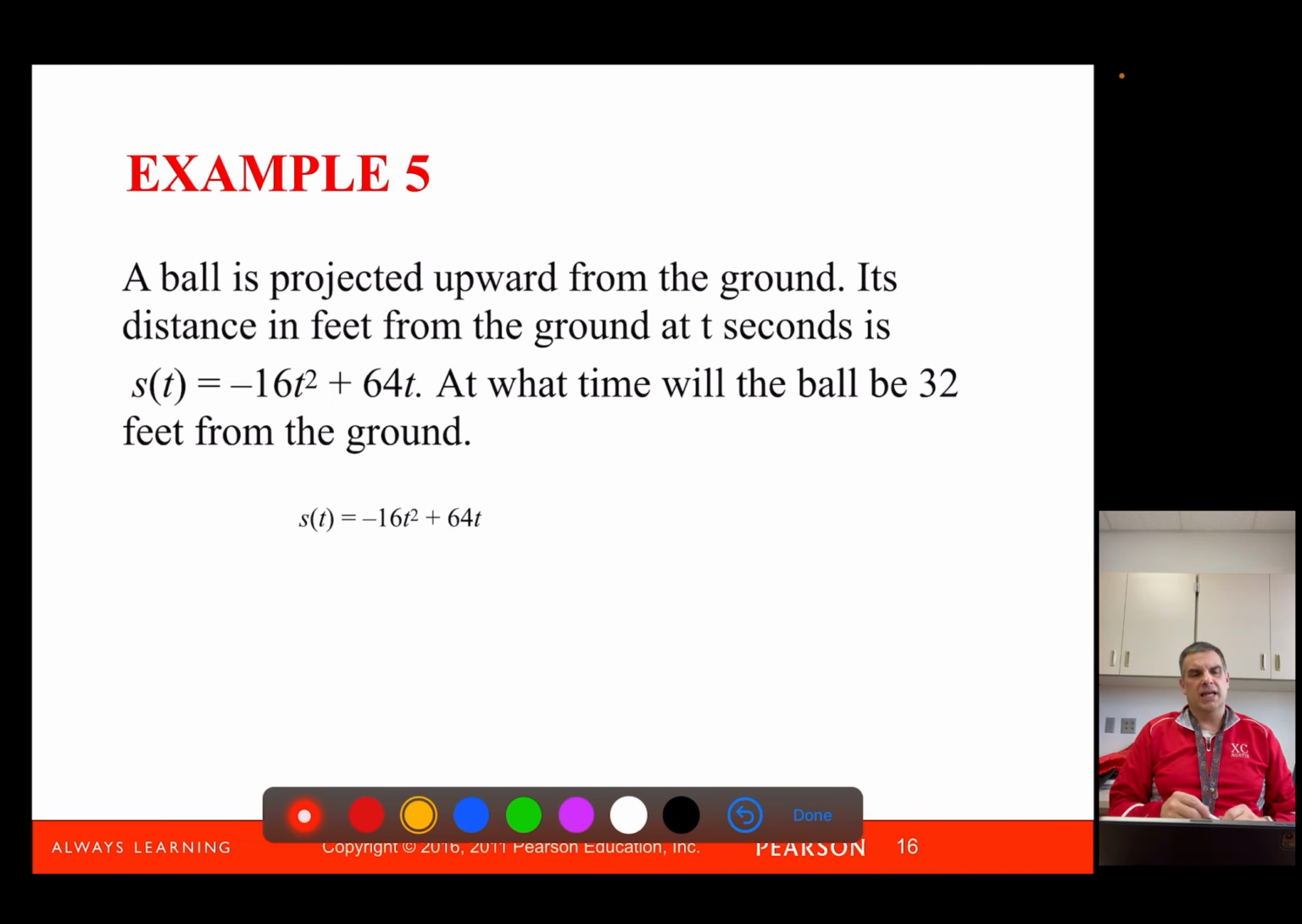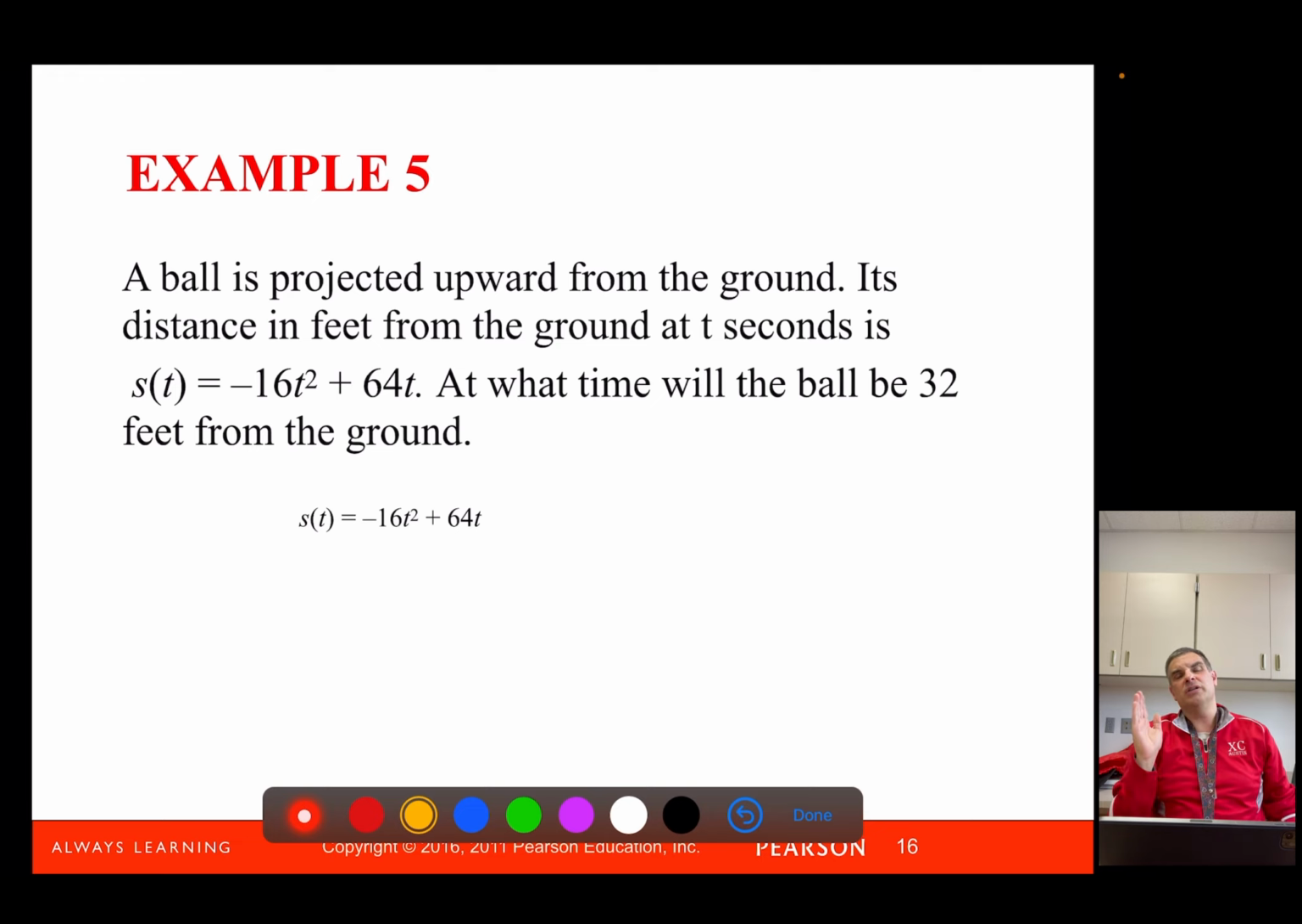So the last thing that we're going to talk about talks about projectiles, and this is a lot of physics stuff. The nice thing about this is the formula is already going to be given to you. It says a ball is projected upward from the ground. Its distance in feet from the ground after t seconds is defined by the function s of t equals negative 16t squared plus 64t, where t is how long it's in the air. It says, what time will the ball be 32 feet from the ground?